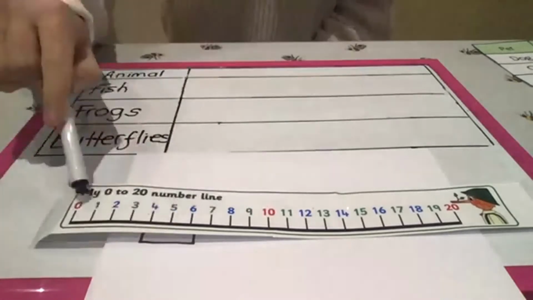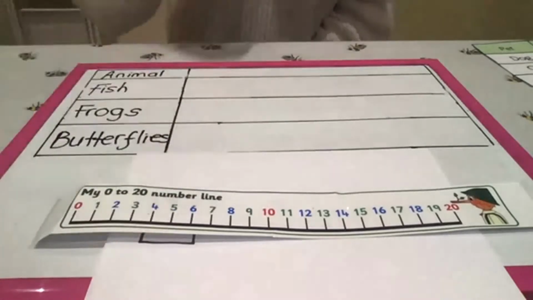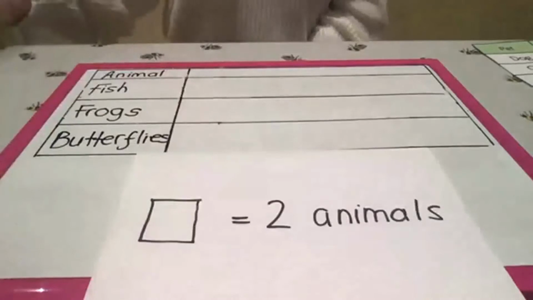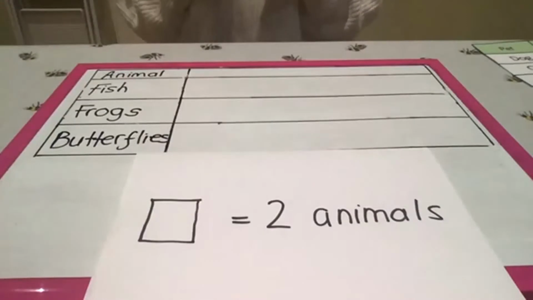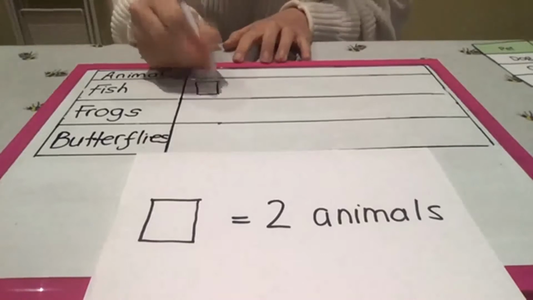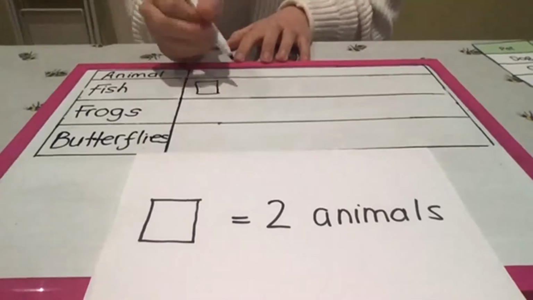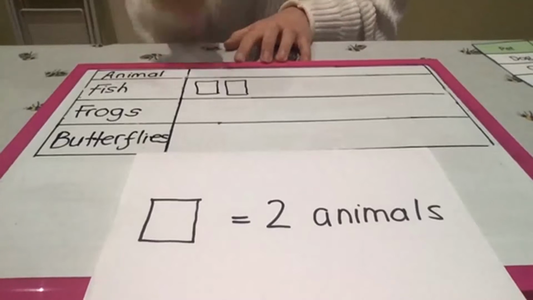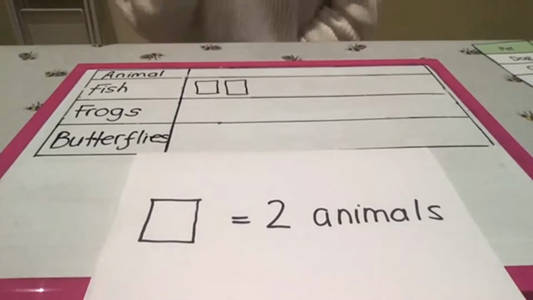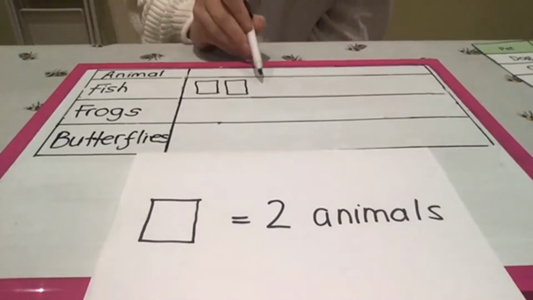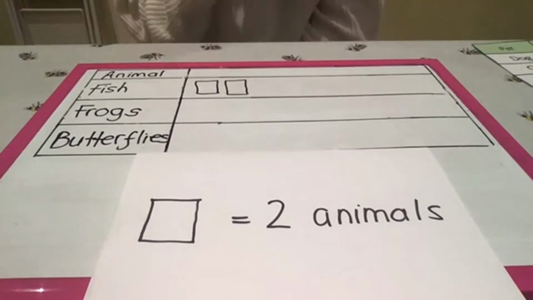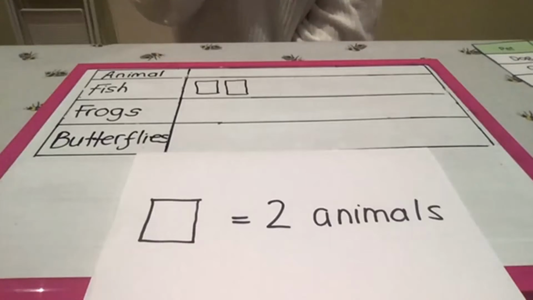Well, we know that 2 jumps got us to 4. So let's start by adding those to our pictogram because we know that 2 squares will represent 4 fish. So we've got our first square representing 2 fish and our second square representing 4 fish. Now we know that if we add another square, that will represent 6 fish, won't it? So therefore, we don't need another square because we only need 1 more animal. We need to go from 4 fish to 5 fish, and that's only a jump of 1.